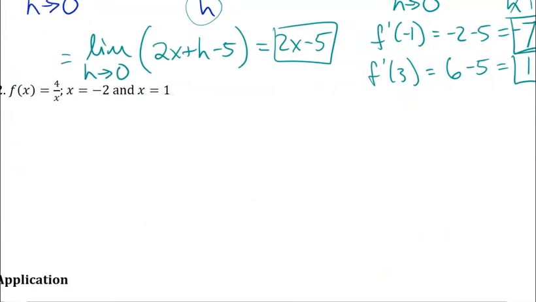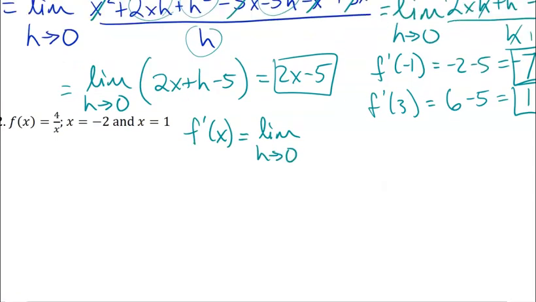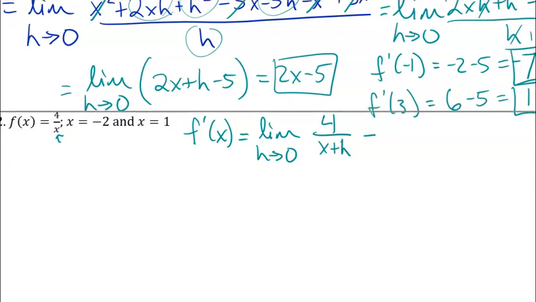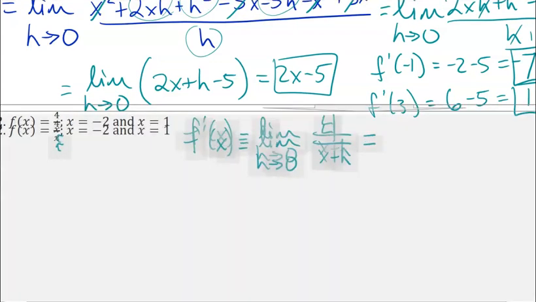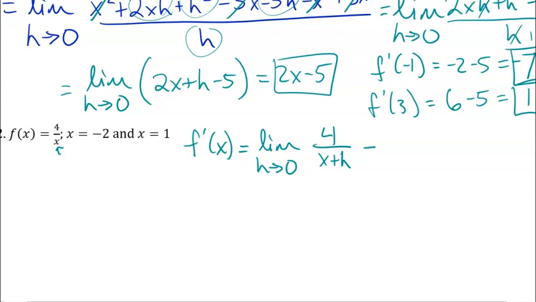Okay, so my function is 4 over x. So my derivative, f prime of x, is the limit as h approaches 0. And I'm going to go ahead and skip the first step this time, but it's going to be f of x plus h. So I'm plugging x plus h into the function in place of x. So I have 4 over x plus h minus f of x, which is 4 over x, all over h.